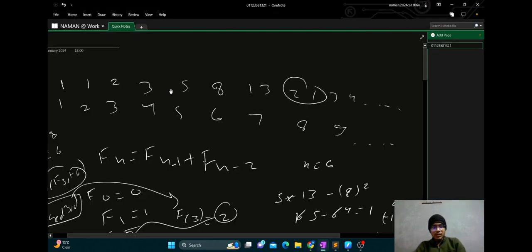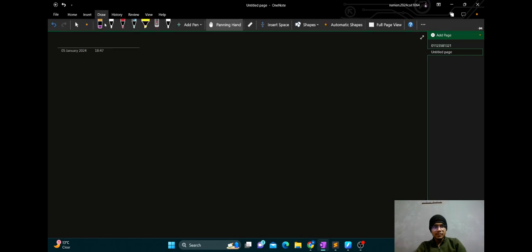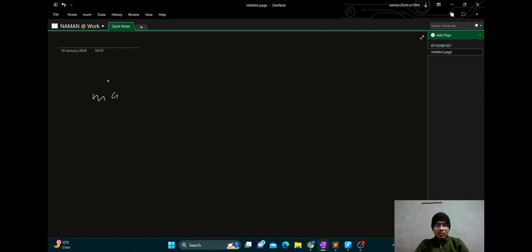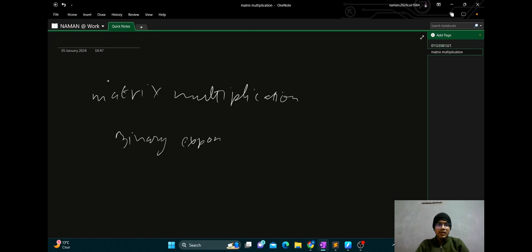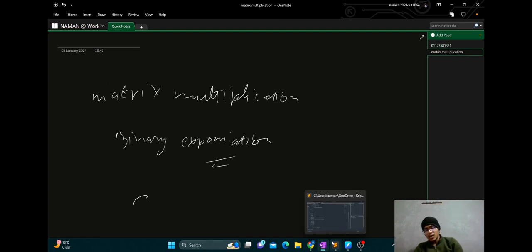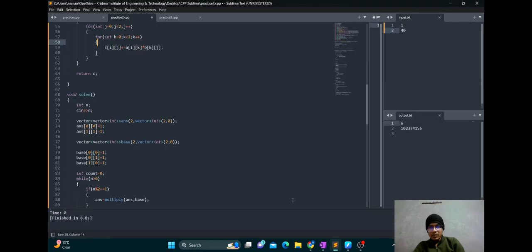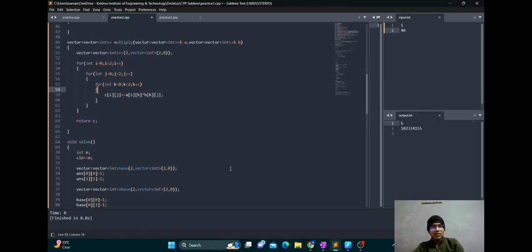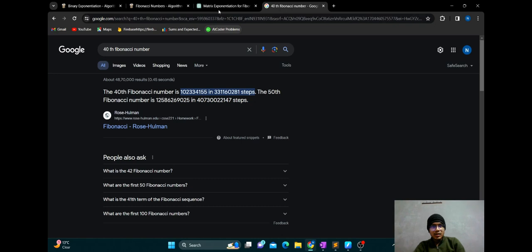In matrix exponentiation, you need to have knowledge of two things. First, matrix multiplication, and second, binary exponentiation. By combining these two, we get matrix exponentiation, because we exponentiate the matrix here. And exponentiation can be done by simply multiplying repeatedly.